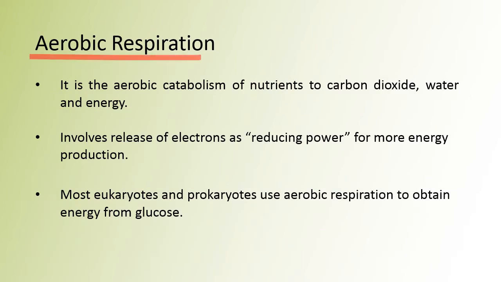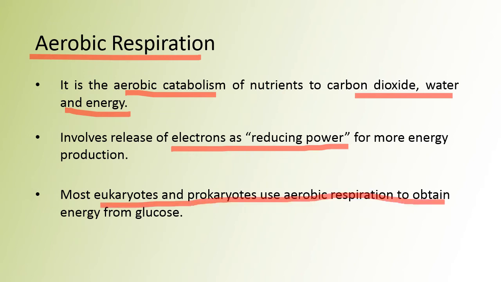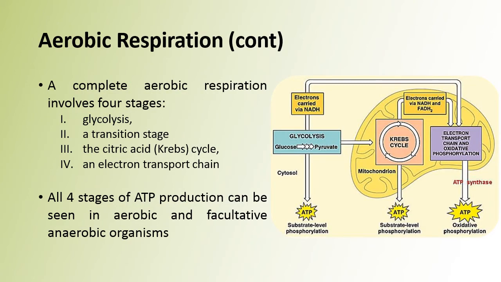Okay, let's look at the aerobic respiration. So aerobic respiration is an aerobic catabolism of nutrients to carbon dioxide, water and energy. And it involves release of electrons as reducing power for more energy production. Most eukaryotes and prokaryotes use aerobic respiration to obtain energy from glucose. A complete aerobic respiration involves glycolysis, a transition stage, a citric acid cycle, also known as the Krebs cycle, and an electron transport chain. Now all these four stages of ATP production can be seen in aerobic and facultative anaerobic organisms.